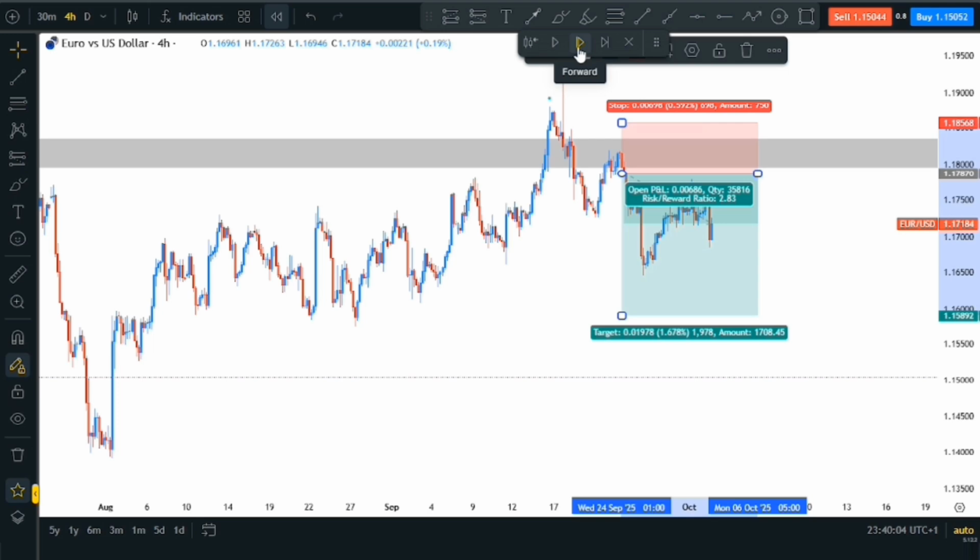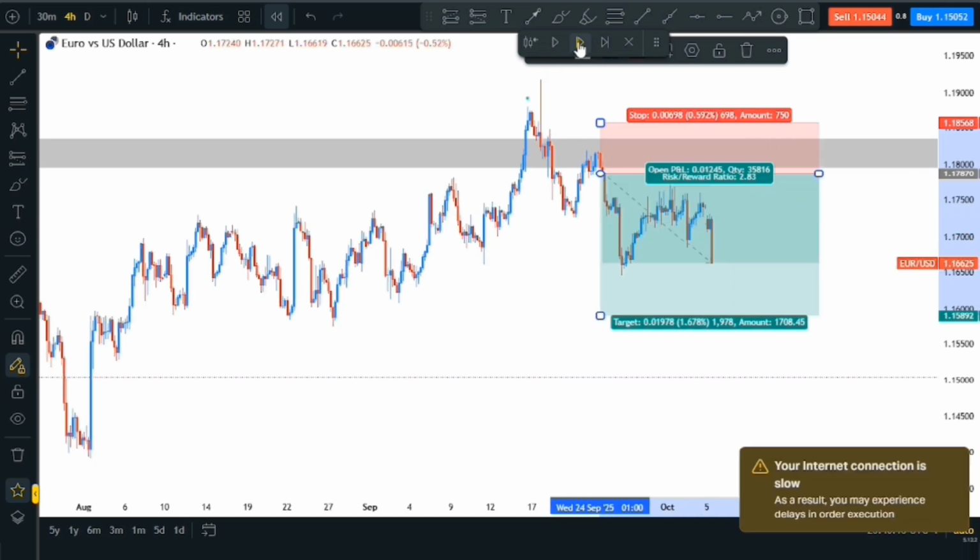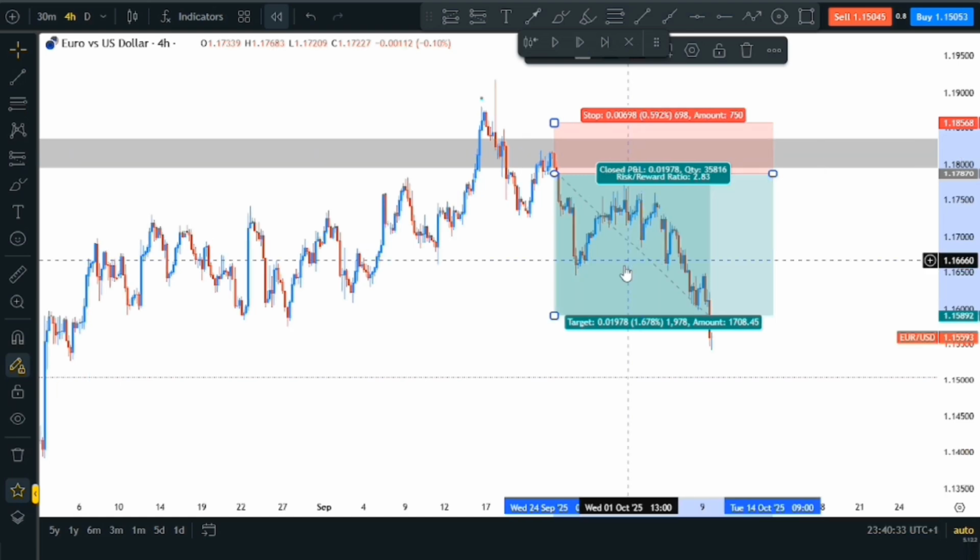Let's see if the take profit is going to be hit or not. You can see the market is pushing to the downside. The take profit has been hit. This is my personal approach on how to trade support and resistance.